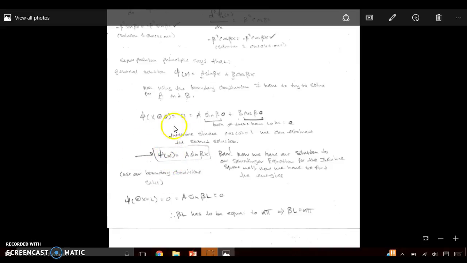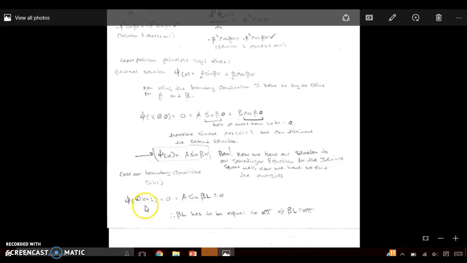Yeah, it's a solution mathematically, but it doesn't really help. It doesn't really fit into what we're looking for. So therefore, we have phi of x is equal to A sine beta x, and this is our real wave equation.